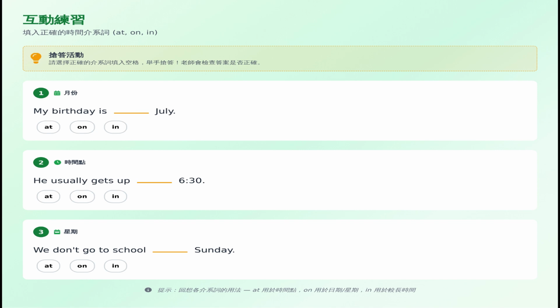2. Time. He usually gets up blank 6:30. The blank should be filled in with at. 3. Week. We don't go to school blank Sunday. The blank should be filled in with on. Hint: recall the usage of each preposition: at for a time, on for a date or week, and in for a longer period of time.